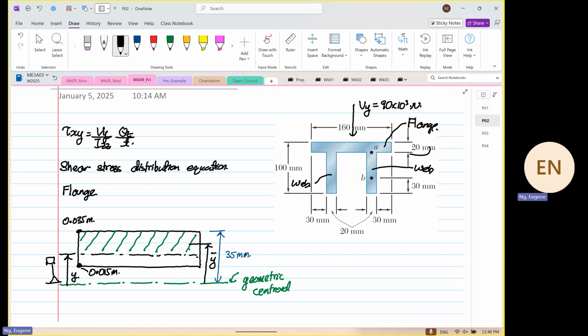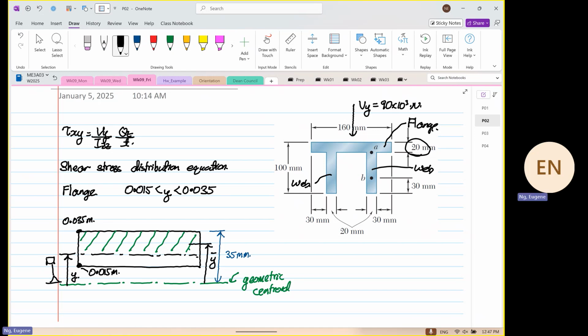This is 20 millimeters. Okay. So the flange now, the equation for the flange has a limit. Okay. The limit is 0.015, your y, and then it will go up to 0.035. I'll try to write visually, okay?